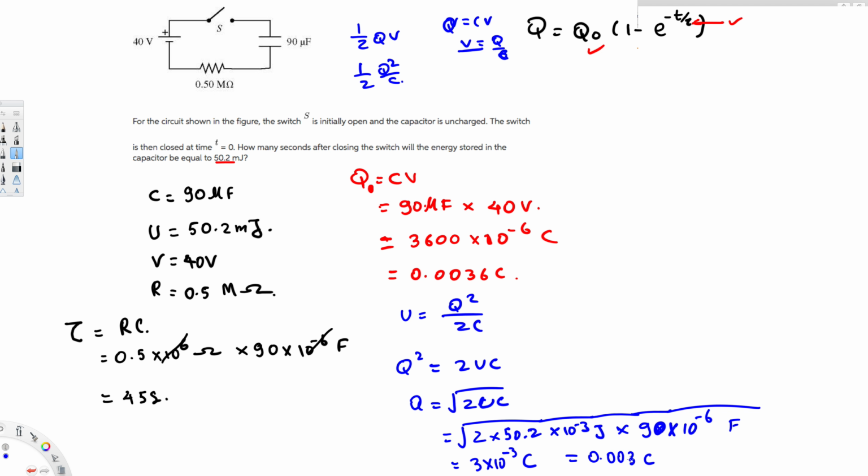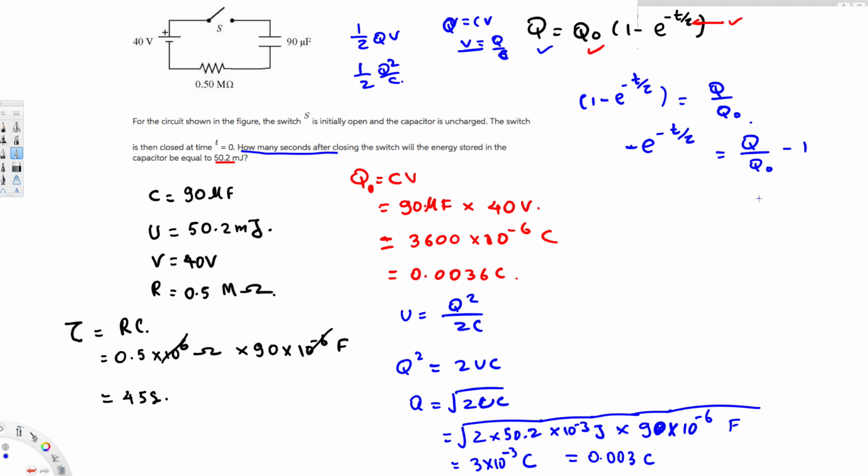Now let's see how we can find the time. We have all the information. Let's plug it into this equation, but before I do that, let's rearrange it first. We are trying to find t, since the question asks how many seconds, so time is what we want. So 1 minus e to the power minus t over the time constant is equal to Q over Q naught. Now let's get rid of the bracket and bring the 1 to the other side. So this is going to be minus e to the power minus t divided by the time constant, equal to Q over Q naught minus 1.